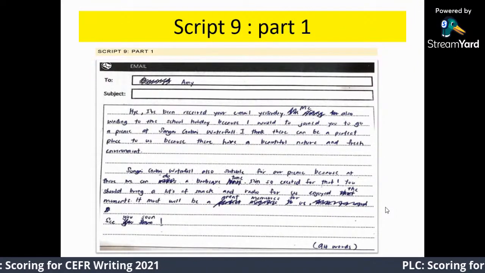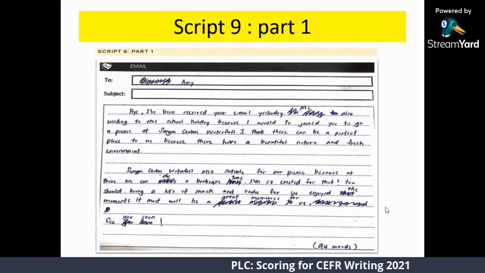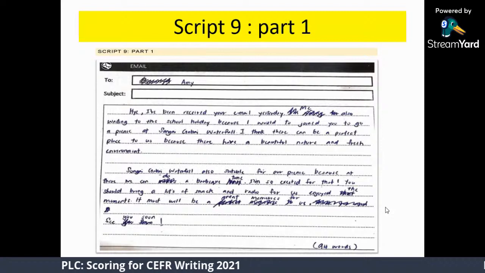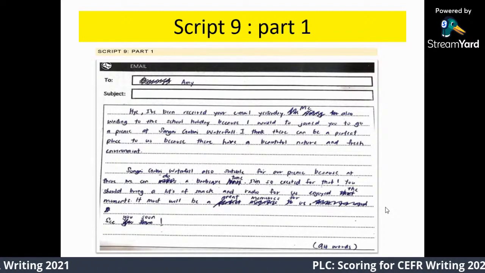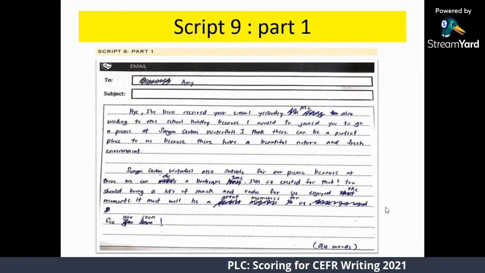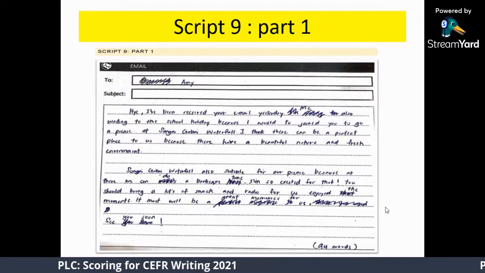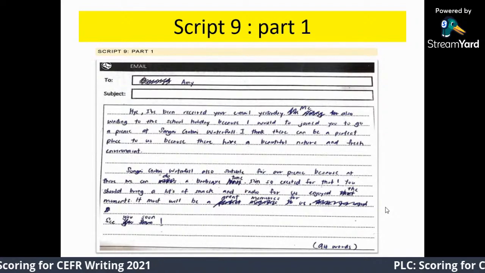Okay, next: "Hi, I've been received your email." Error. "I have received your email." So for an error, you just put a straight line, underline. "Me also waiting to this school holiday." Okay, "I am also waiting." So "me" is an error, "to the school holiday" should be "for the school holiday." "Because I would to join." Again, "to join" is an error.